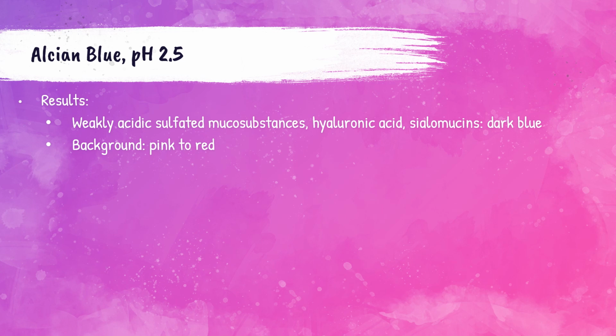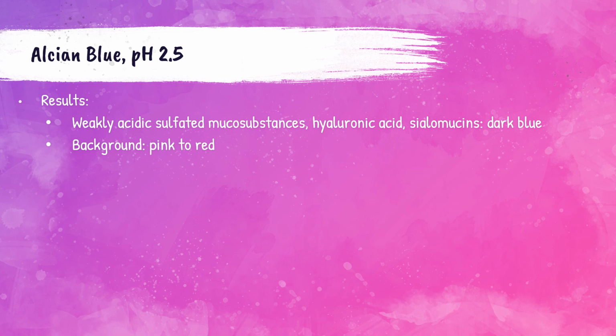With the Alcian blue pH 2.5, weakly acidic sulfated mucosubstances, hyaluronic acid, and sialomucins will be dark blue in color. The background will be pink to red. We'll look at picture examples of this in just a couple minutes here.